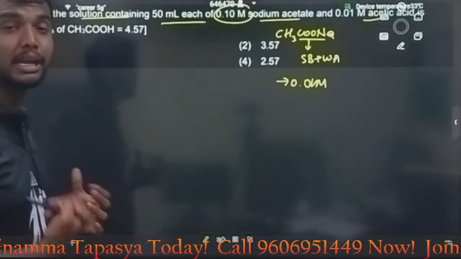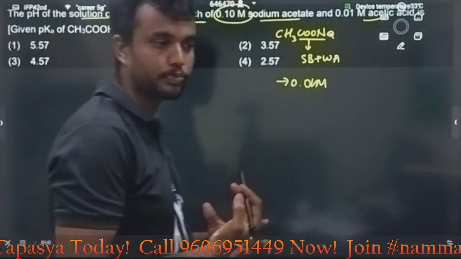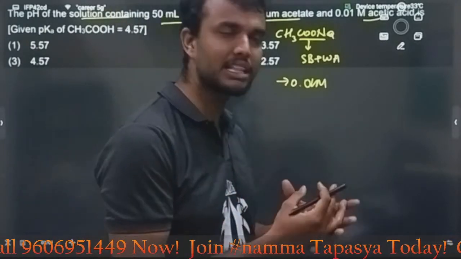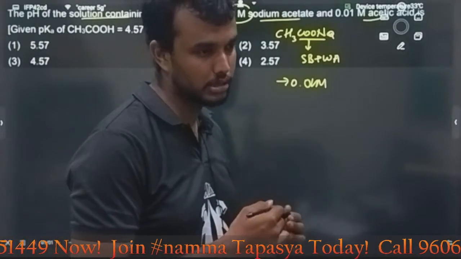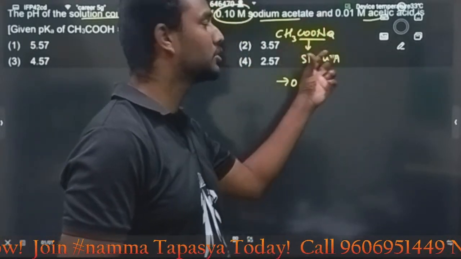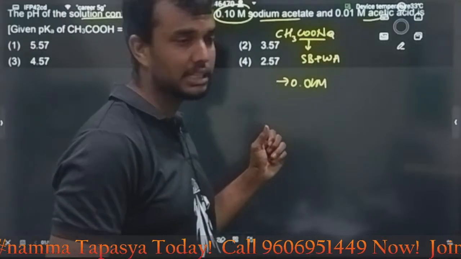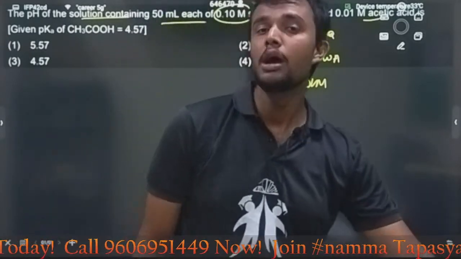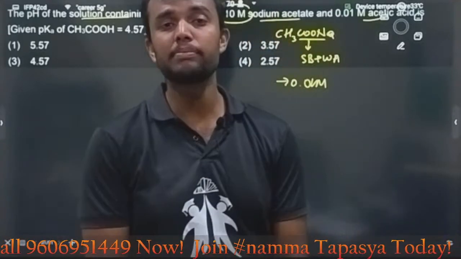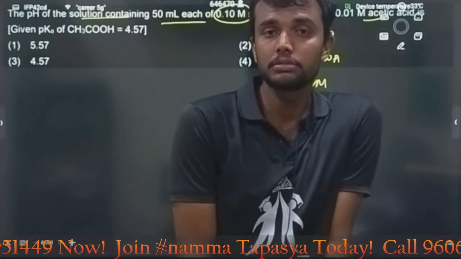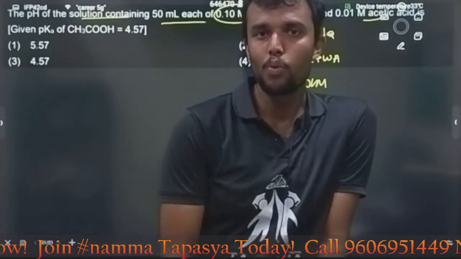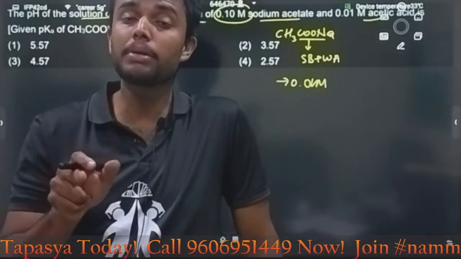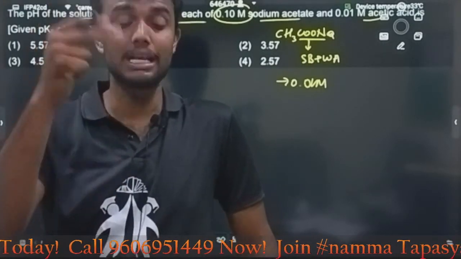What is a buffer? Buffer is a mixture of solutions whose concentration is not altered. Acetic acid with sodium acetate is the best example for an acidic buffer. Two types of buffer we have, acidic and basic buffer. What is an acidic buffer? A weak acid with a strong basic salt. Basic buffer, a weak base with a strong acidic salt.